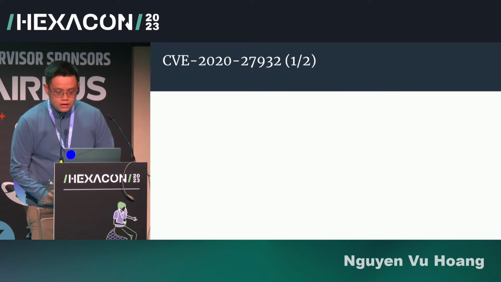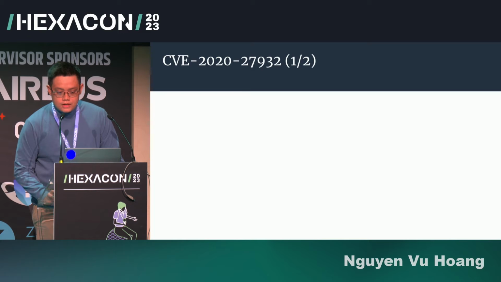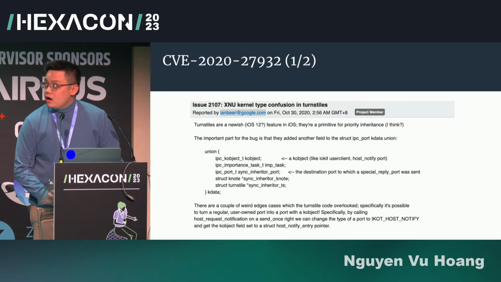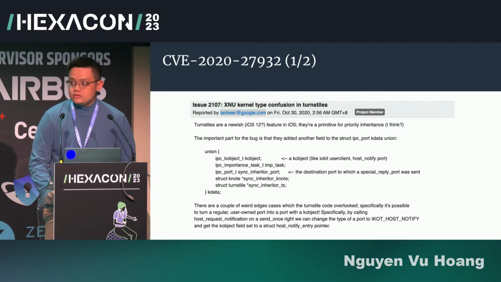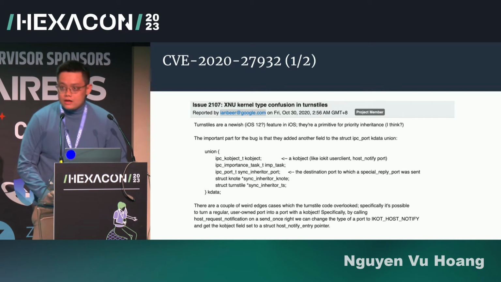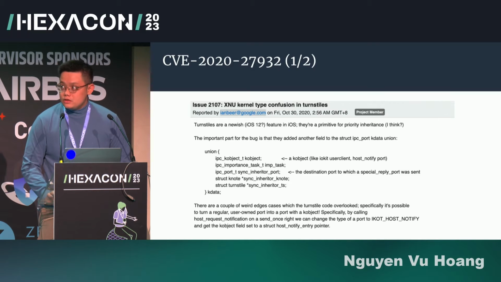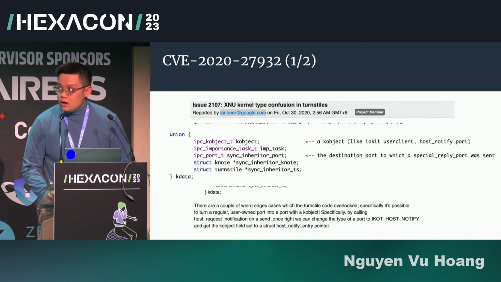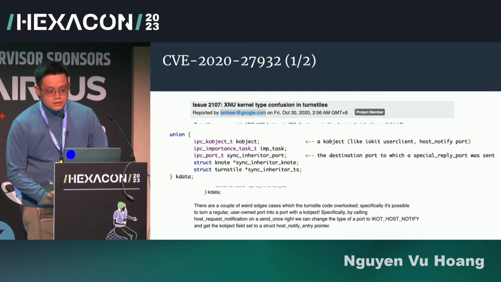Now you can see here, let's take a look at the first vulnerability. This vulnerability was discovered by IB, and it was exploited in various ways. You can check it out on the internet, but in this presentation, I just want to focus on the root cause of this vulnerability and the lessons learned from it. Now let's look at the root cause.